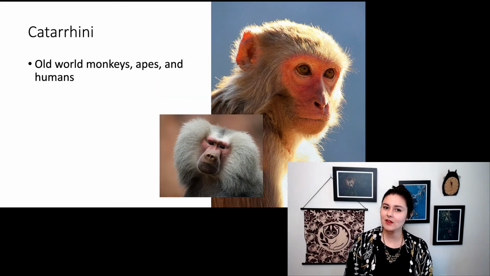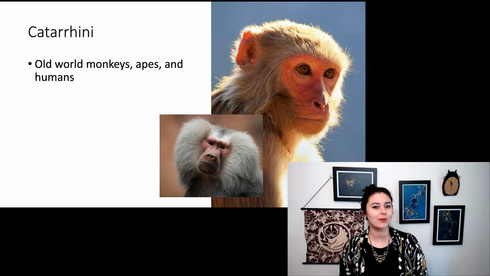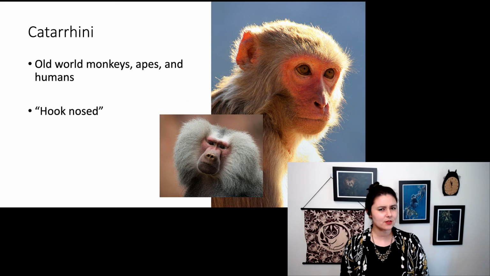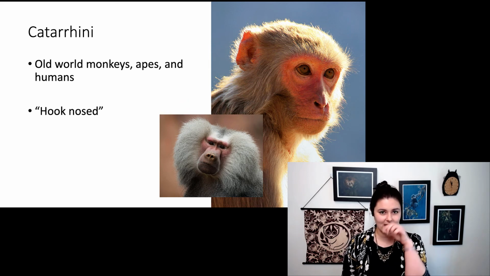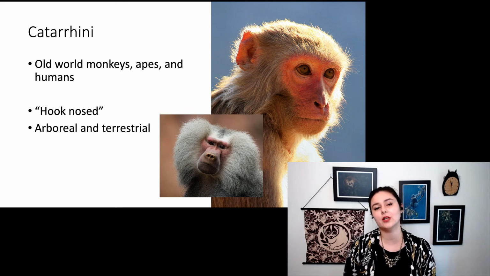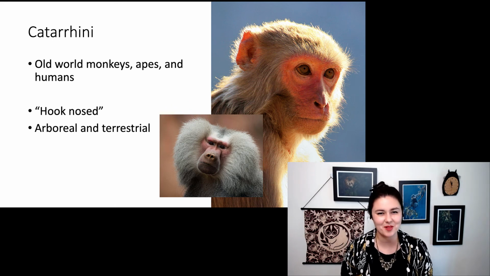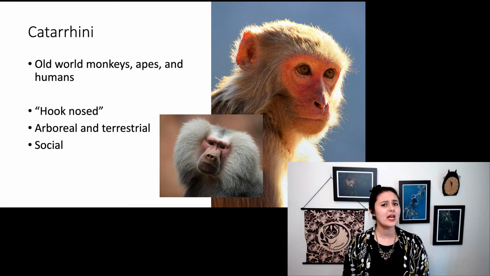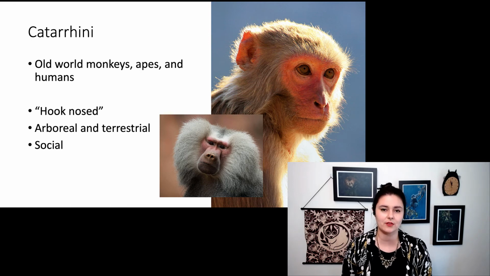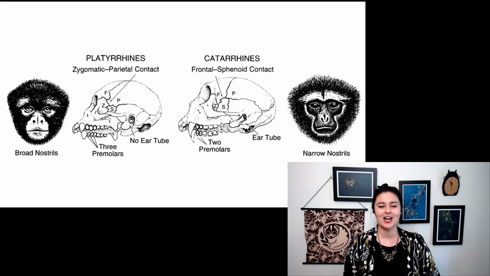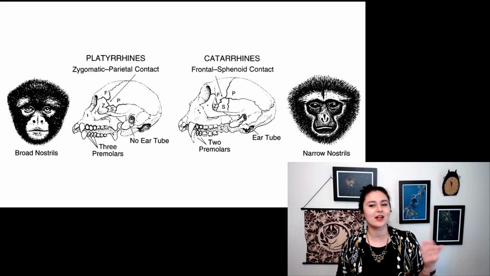And on the other hand, we have our catarrhines, or our Old World monkeys, apes, and humans. We belong to this group. So instead of those flat noses, now we have these hook noses. So our nostrils are kind of pointing down, and we have a little bit of a hook to our nose. And while many of them are arboreal, we also see many terrestrial species, and these are a little bit larger than our platyrrhines. And now we're seeing even more social behavior, and we have some primates that live in really, really large groups.